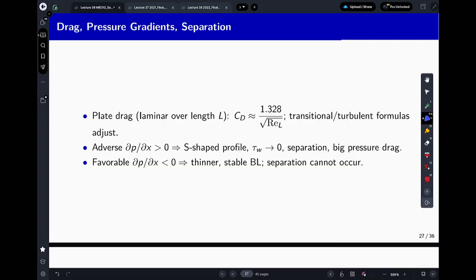Adverse pressure gradient, del P, del X greater than 0, S-shaped profile, you have reversing flow. We took a look at a lot of different cases, separation and big pressure drag. Favorable pressure gradient, del P, del X is less than 0, thinner, stable boundary layer, separation does not occur.